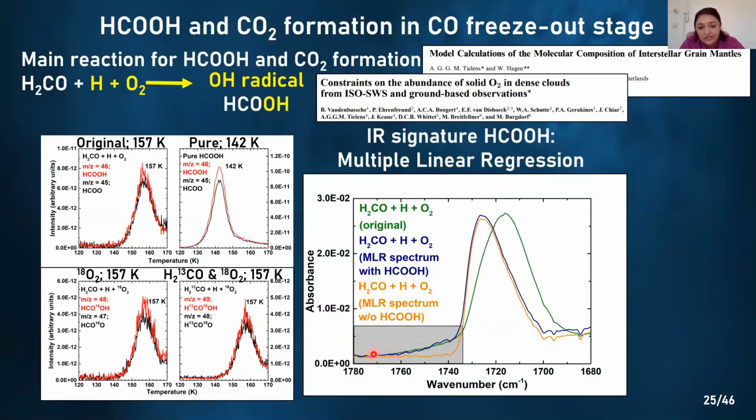You can see that if you don't include formic acid in the MLR spectrum, the shoulder at 1740 wavenumbers disappears. If formic acid is included in the MLR, then the shoulder matches with the shoulder seen in the original spectrum. So the shoulder is expected to be representative of a blue shifted C double bond O stretching mode of formic acid.